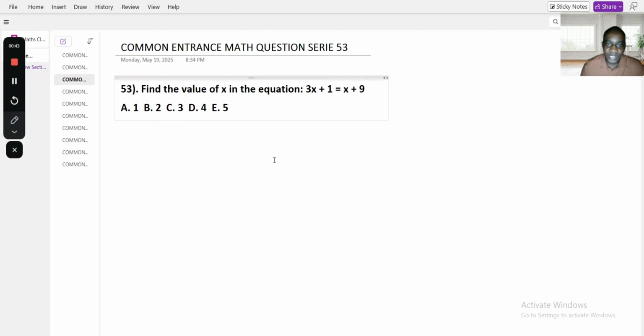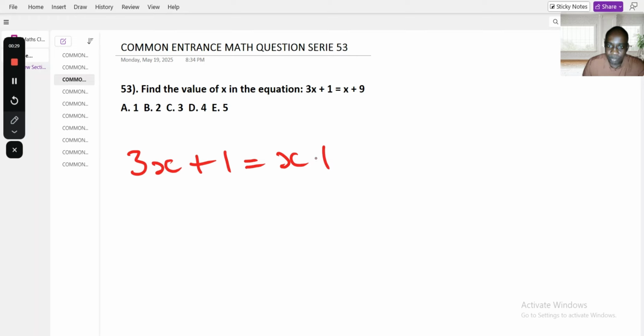Find the value of x in the equation 3x plus 1 equals x plus 9. Let me write the question out. 3x plus 1 equals x plus 9. The next thing you are going to do when you see a question like this, you are going to collect like terms. This 3x has a sister here, so you have to collect them. The one that has x behind them and the one that is purely pure figure, which is 1 and 9, you will collect them together.